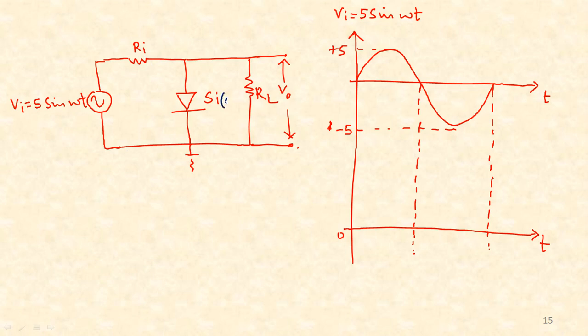See, the drop across silicon is 0.7. Now let me just indicate anode positive, this is negative. So you will have to tell me what is the transition voltage. Is it plus 0.7 or minus 0.7? As of now, let me just indicate it as 0.7. I'll denote the polarity in a short while.